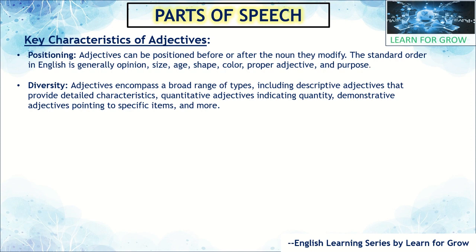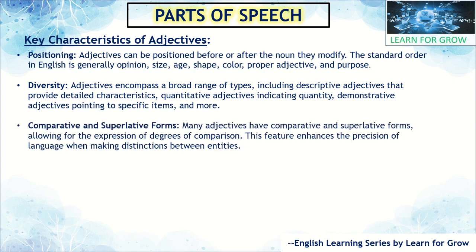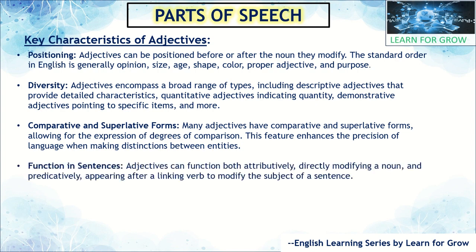What is it saying? Adjectives encompass a broad range of types, including descriptive adjectives that provide detailed characteristics, quantitative adjectives indicating quantity, and demonstrative adjectives pointing to a specific item, and more. And the next one is comparative and superlative forms. Many adjectives have comparative and superlative forms, allowing for the expression of degrees of comparison. This feature enhances the precision of language when making distinctions between entities, right?